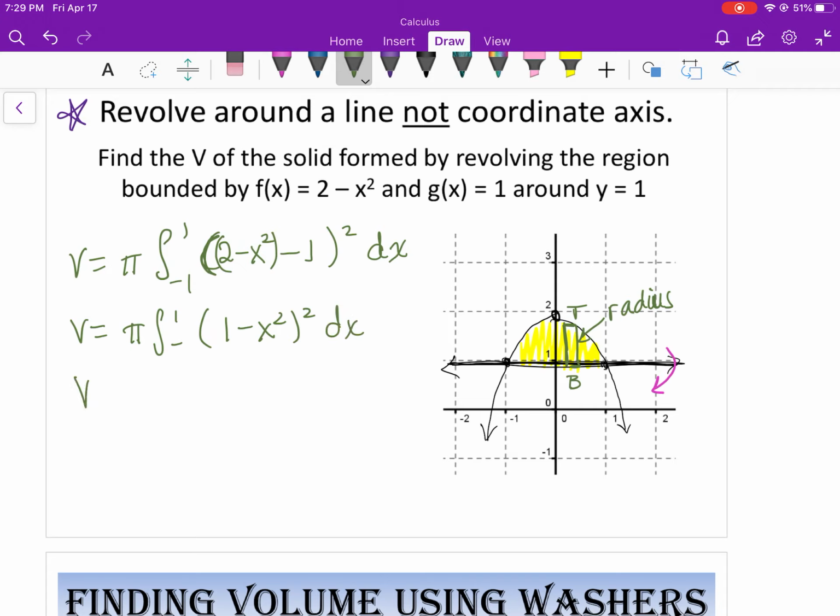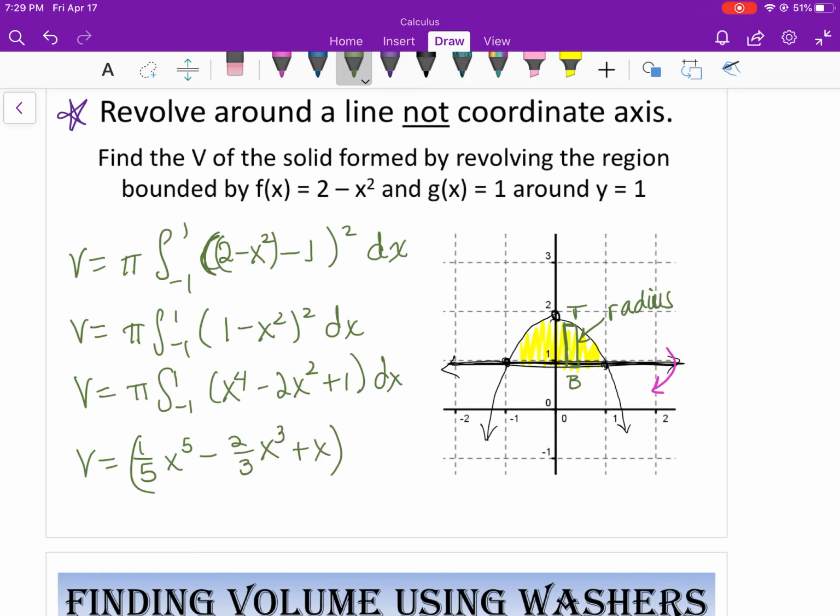Now, I would always, in this case at least, FOIL that out before I tried to integrate it. Get my pi in there. I forgot to write it down. We're going to take that from -1 to 1. And once you take care of that substitution and so forth, you'll get 16 pi over 15.